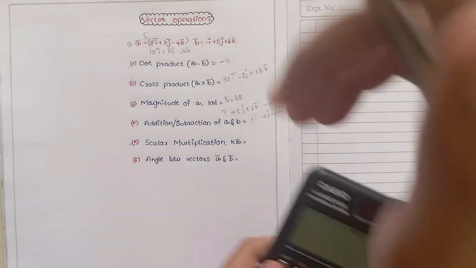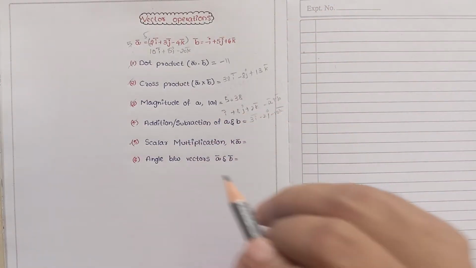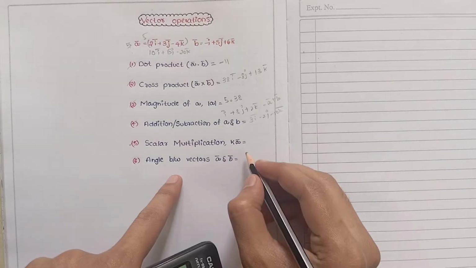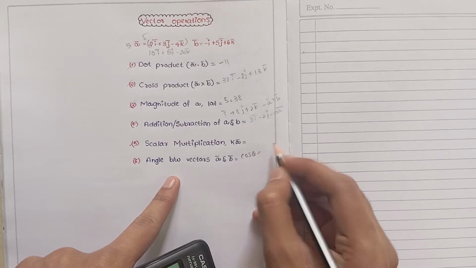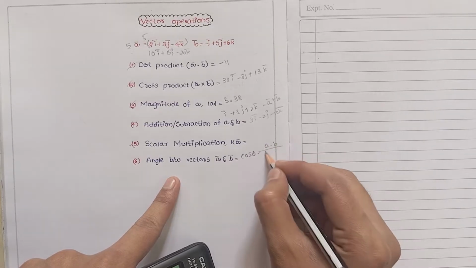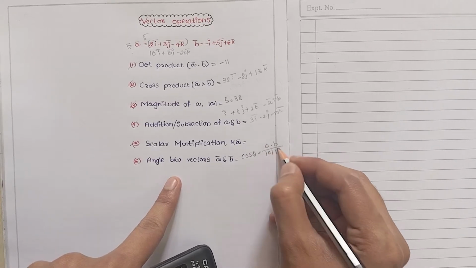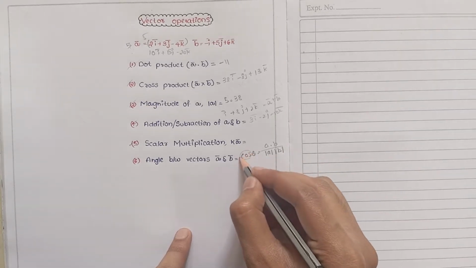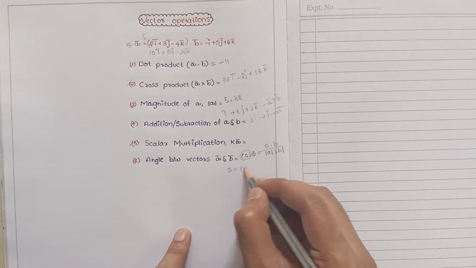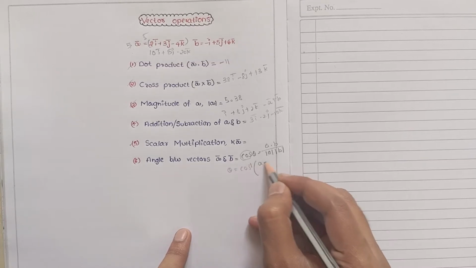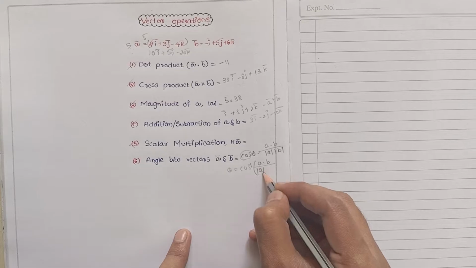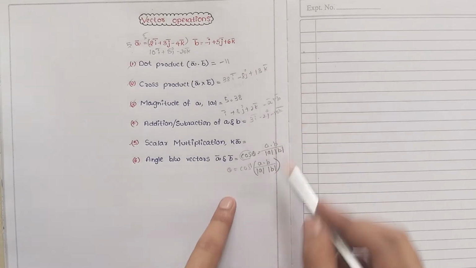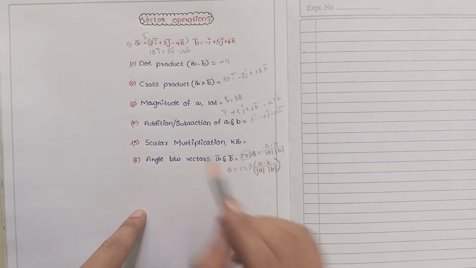Now we will see how to find the angle between two vectors. We know the formula for finding the angle between two vectors: cos theta is equal to a dot b divided by magnitude of a into magnitude of b. When we bring cos to the right side, we get theta equal to cos inverse of a dot b divided by magnitude of a into magnitude of b. Now we have to calculate this value to get the angle between two vectors.